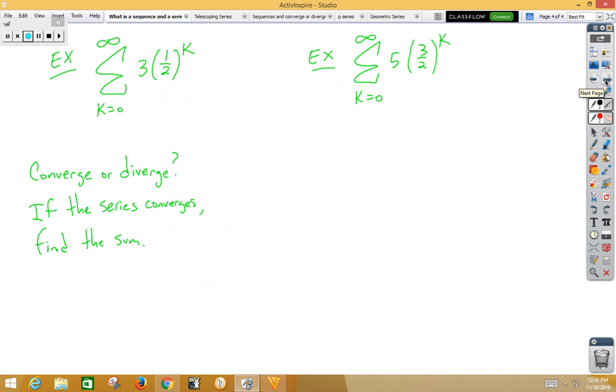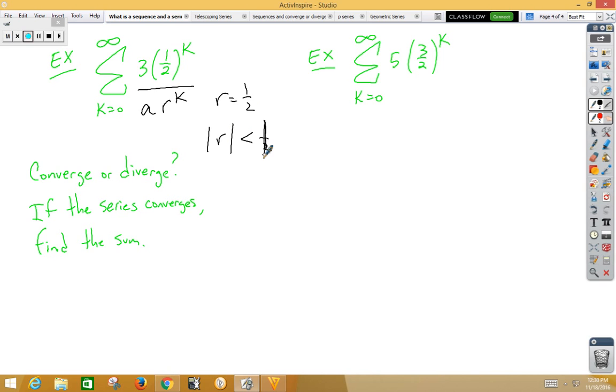We have an example here where we want to find whether it converges or diverges, and if the series converges, we want to find the sum. So in this example, this matches our a r to the k form, where r is 1/2. Given that the absolute value of r is less than 1, because it's 1/2, then we can actually find the sum of this.